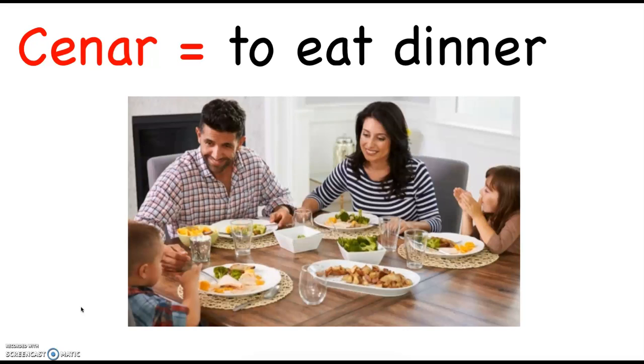Cenar. Cenar, repeat. Cenar means to eat dinner. Cena is the actual word for dinner. Cenar is a verb to eat dinner. And this is specifically only for dinner.